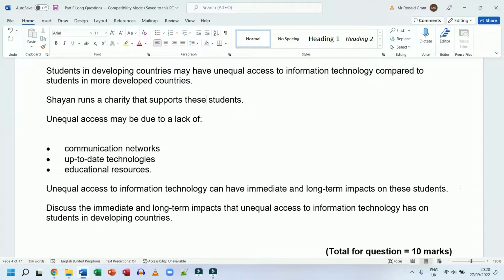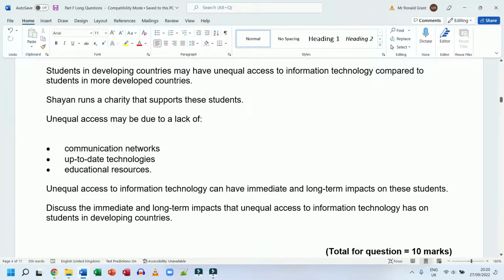So here in the UK, I can almost guarantee that every single secondary school, primary school, maybe college has dozens, sometimes hundreds of computers just for students to use, right? Cheyenne runs a charity that supports these students. Unequal access may be due to a lack of communication networks, up to date technology, educational resources. Unequal access to technology, to IT, can have immediate and long term impacts on these students.